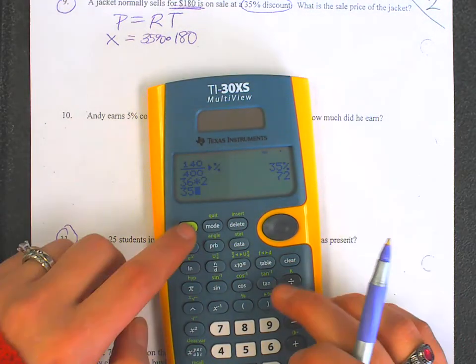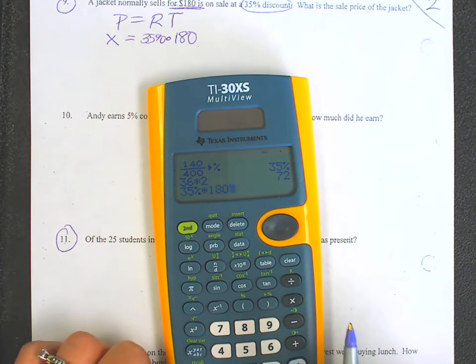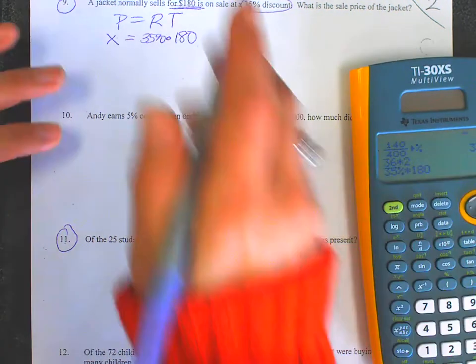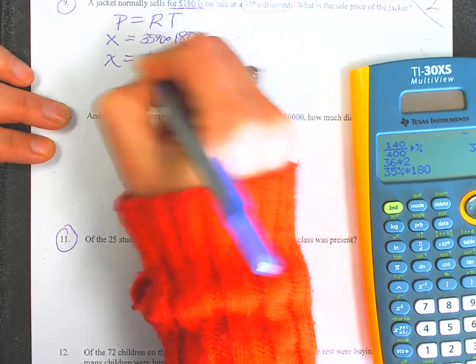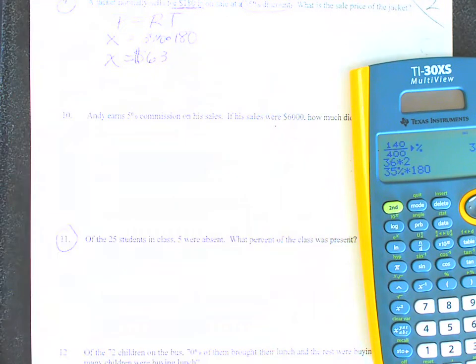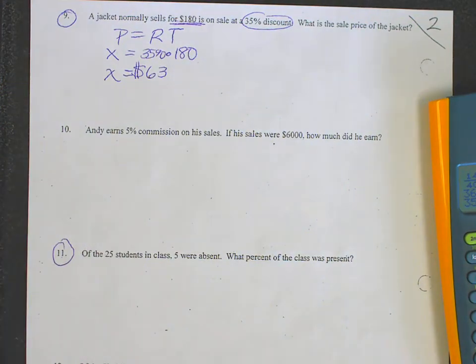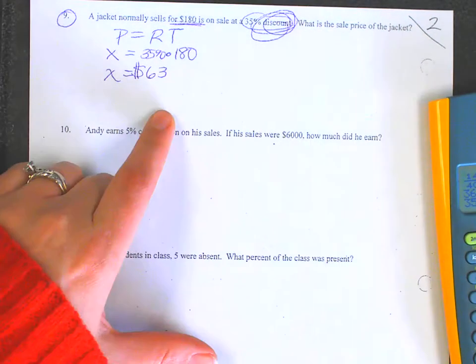35 seconds left parentheses times 180. Enter. And it says it is 63. 63 what? What are my units? $63. Now this is what makes word problems harder. You have to pay attention. What is that $63? It is the discount.